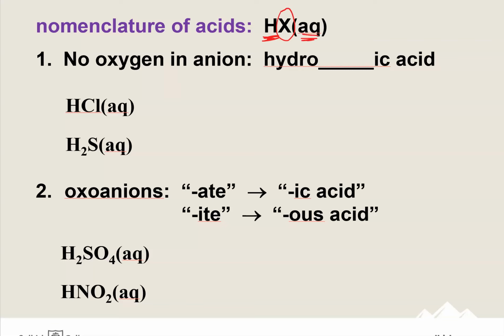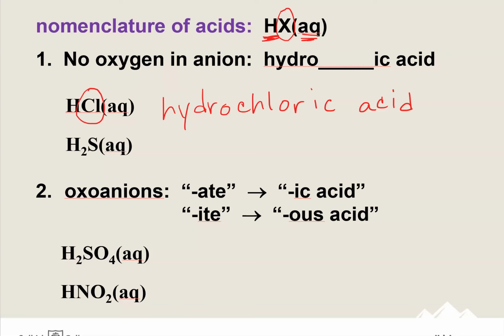If there's no oxygen in the anion, we're going to name it as a hydro-whatever-ic acid. So with the non-oxy anion there, just the chlorine there, you're going to pause the video and write the name of HCl aqueous. That is hydrochloric acid, my favorite acid, because it's cheap.